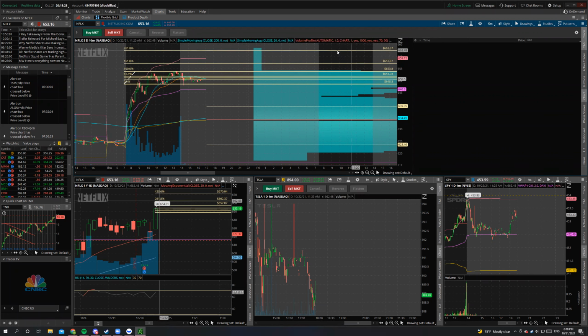But the most important ones are the ones that coincide. If you have the same level on the daily, on the hourly, on the 10-minute, that one is a super strong level. Okay. So that is a good way to find strength. I'm writing it down.